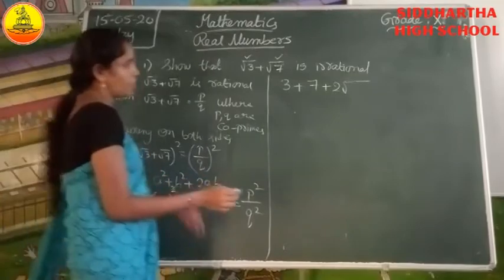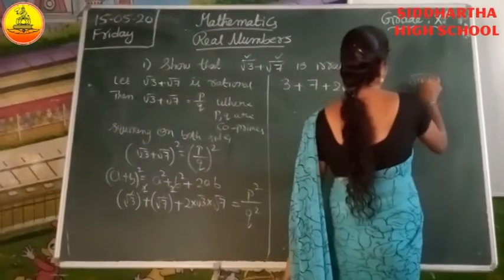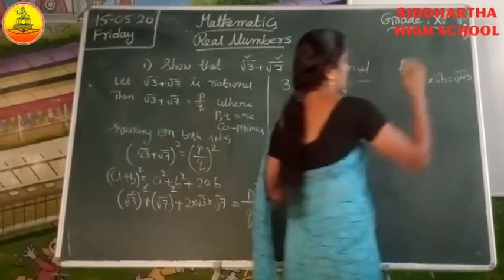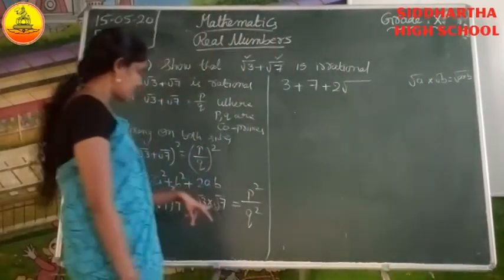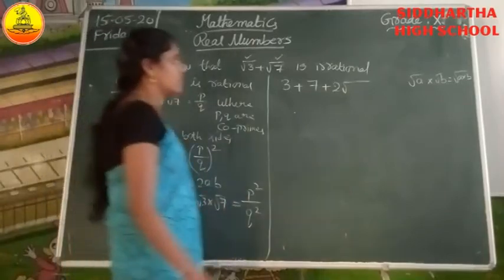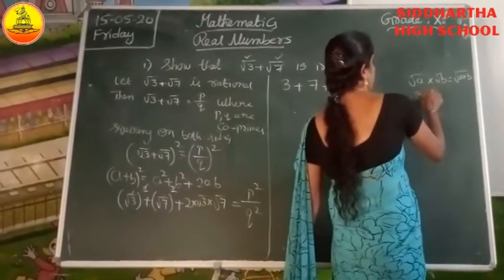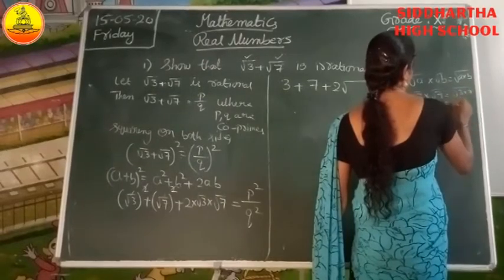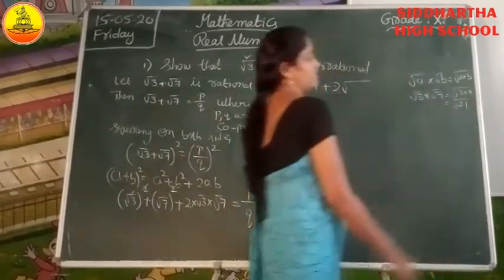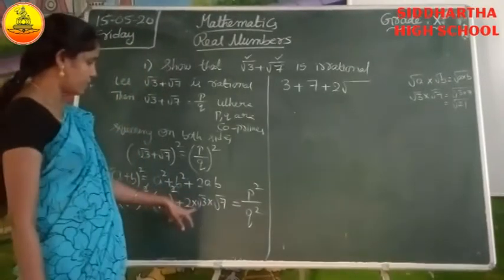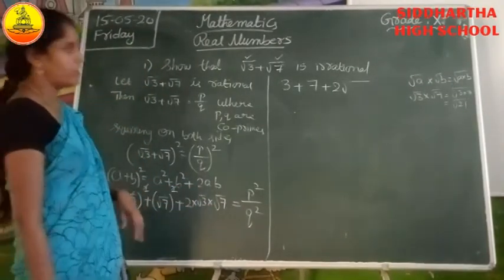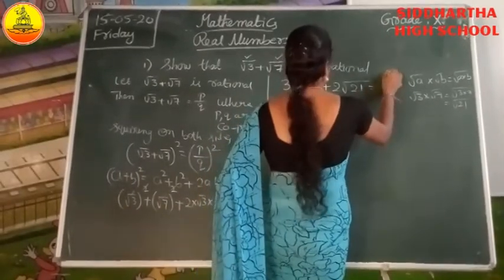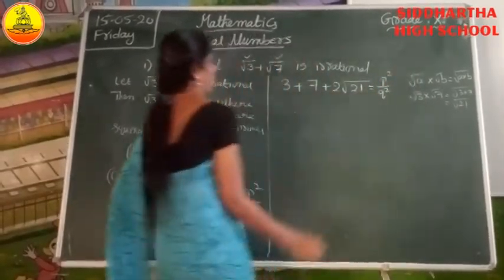Here we have a formula. Root a into root b is root a into b. In the same way, root 3 into root 7 is root 3 into 7. 3 into 7 is 21. So here also you have to write root 3 into root 7 value, root 21, is equal to p square by q square.